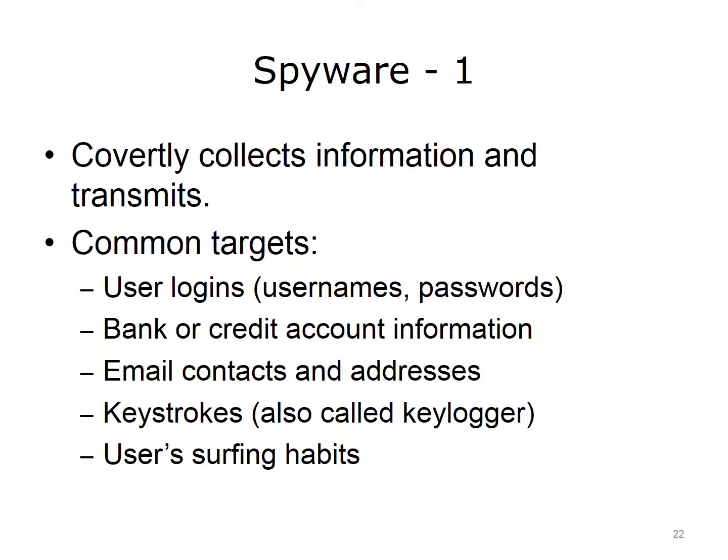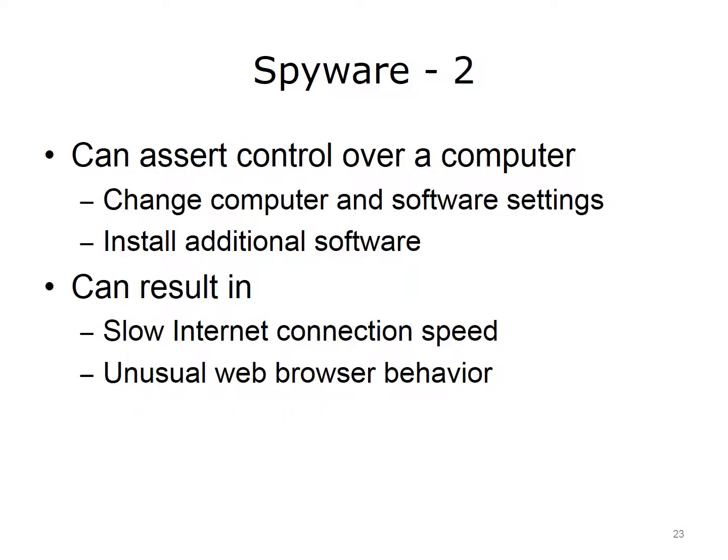Spyware covertly collects information about a person or organization and transmits that information in the background to another entity. Spyware can collect almost any type of data. Data that is commonly targeted includes user logins, bank or credit account information, email contacts and addresses, keystrokes, and users' surfing habits. Spyware can also assert control over a computer without the user's knowledge. It can change computer and software settings and install additional software. This can result in slow internet connection speeds and unusual behavior of internet browsers.